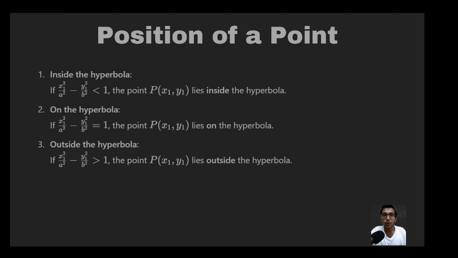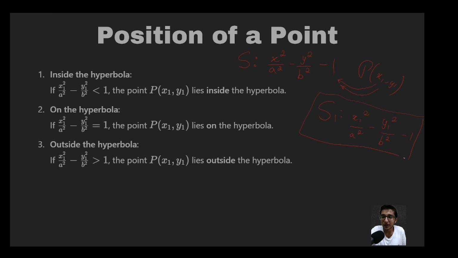Now let us look at the position of a point. Of course, nothing different from what we had studied in ellipse and parabola. For the position of a point, since we know that S of a hyperbola can be written as x square by a square minus y square by b square minus 1, this is how S is written. So we find out S1 when a point is given. Let's say the point is x1 comma y1. We find out S1 by putting the values of x1 here and y1 here, which makes it x1 square by a square minus y1 square by b square minus 1.